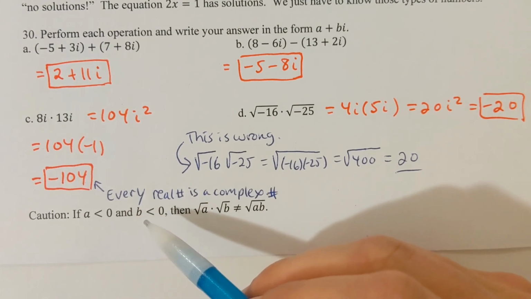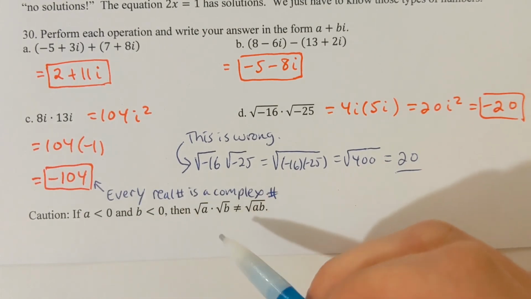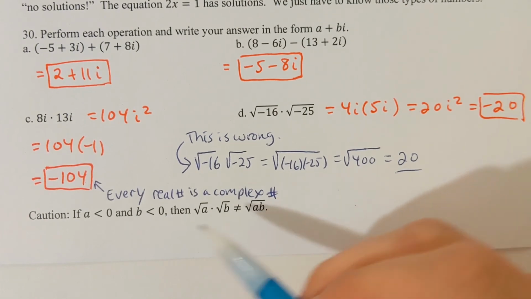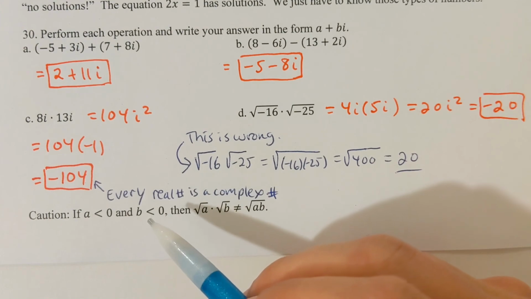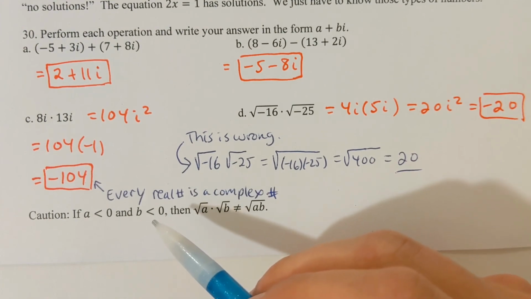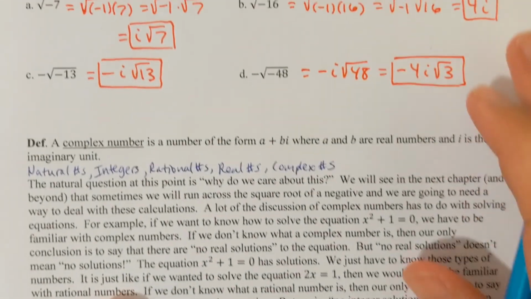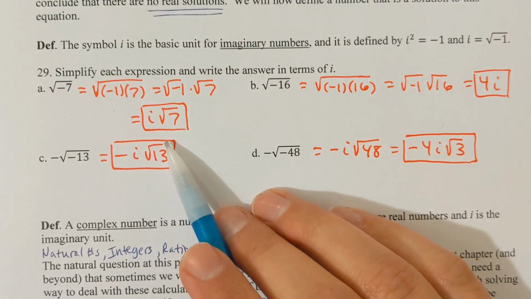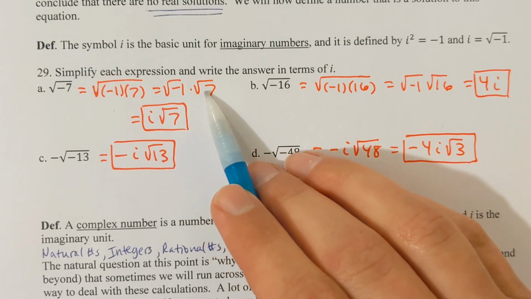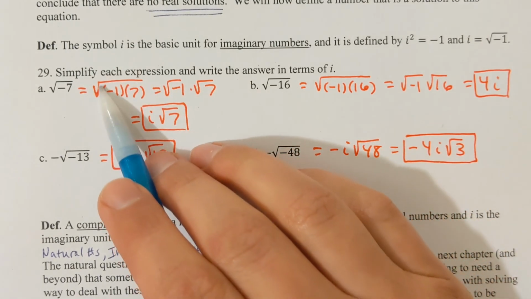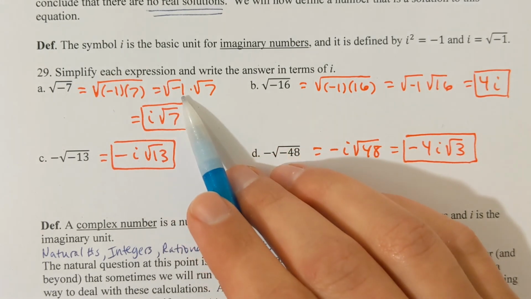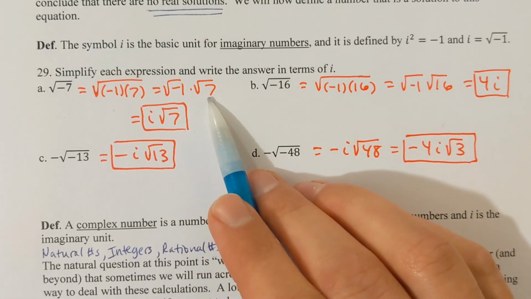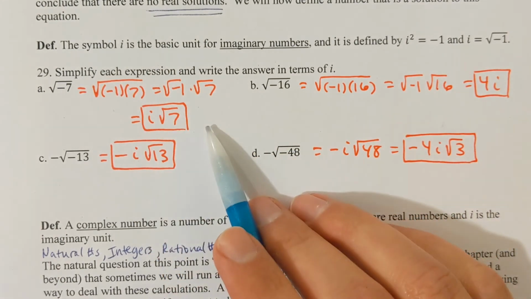If a and b are both negative, the square root of a times the square root of b is not the same as the square root of a times b. Now, if one of these numbers is negative and the other is not, then there is no problem. Okay, like over here, if I were to read this right to left, the square root of negative 1 times the square root of 7, I can write that as a single radical because both of these numbers were not negative. One of them is. Okay, but if both of them were, then that wouldn't be allowed.